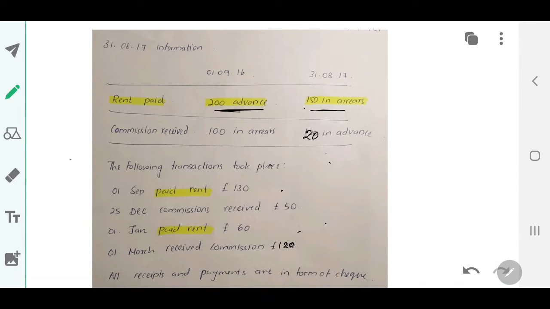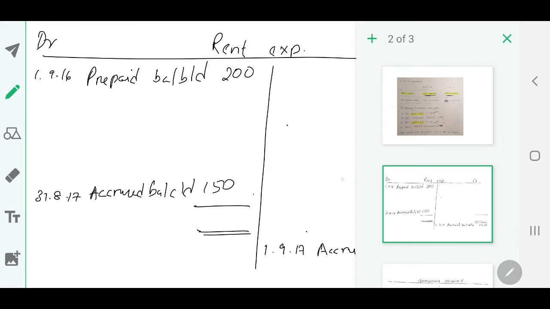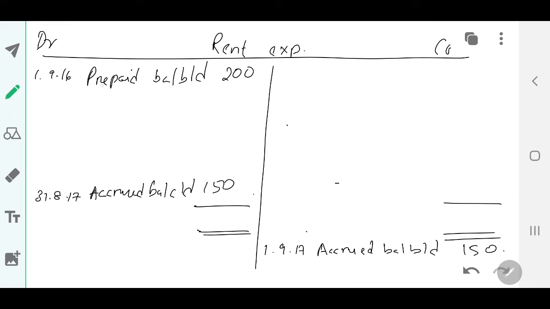Now there are two payments you have made. One is on 1st September 130, another one is on 1st Jan 2017 of 60. So basically when you make a payment, you credit the cash book, but here in the rent expense account you debit. And as per the question, all payments are made by check. So 1/9/16, a payment worth 130, and on 1st Jan 2017, another payment worth 60.